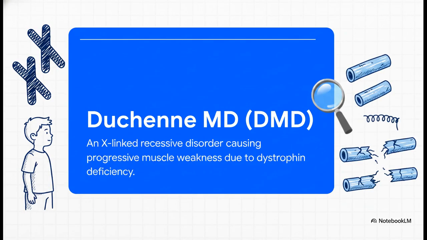Speaking of peripheral causes, let's talk about a classic myopathy, Duchenne muscular dystrophy. So remember, this is an X-linked recessive condition, so you're mainly going to see it in boys. The problem is the lack of the protein dystrophin, which basically acts like a shock absorber for muscle cells. Without it, the muscles just progressively break down.